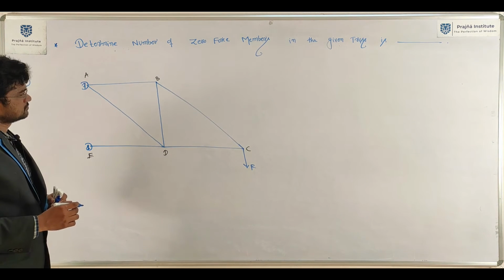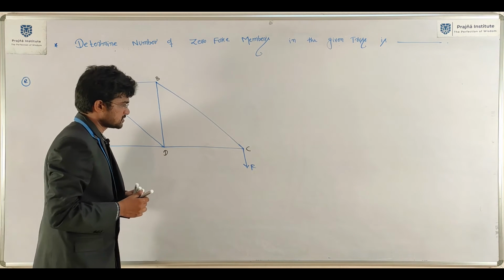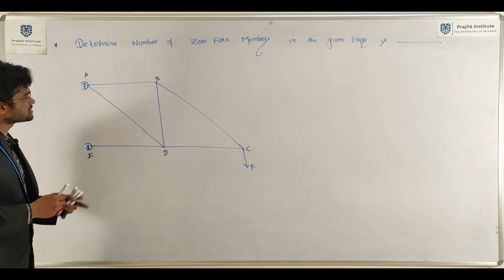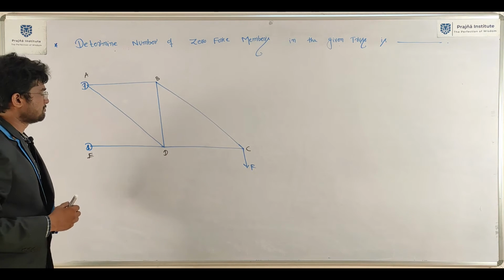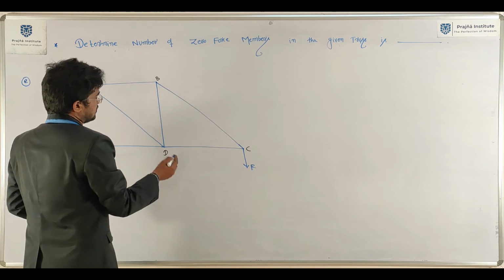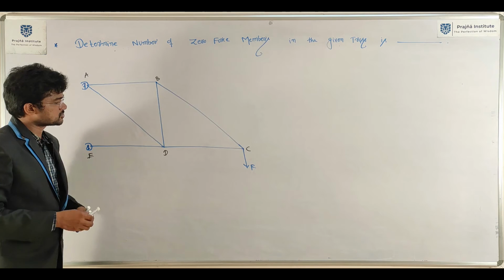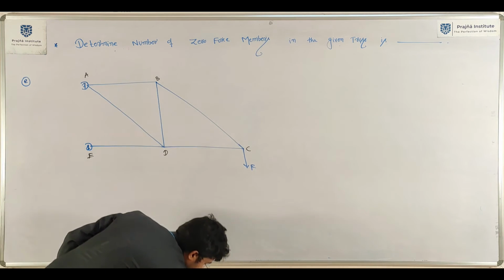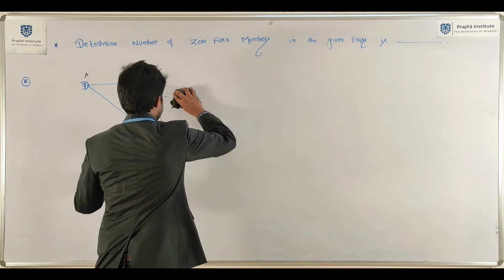In this case, there are no zero force members. You won't get zero force members here, for sure. Correct? Here you should not apply this rule. Here also it is not possible to apply this rule. Now we need to change the figure a little.